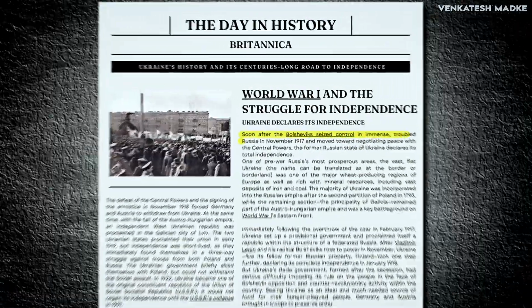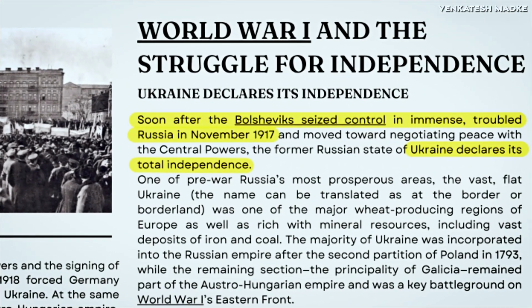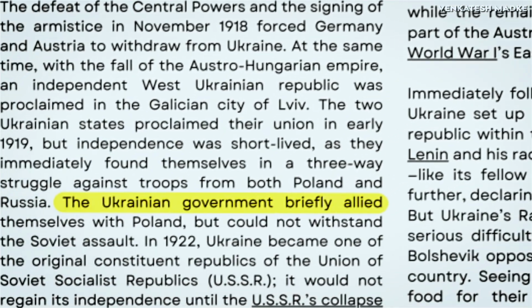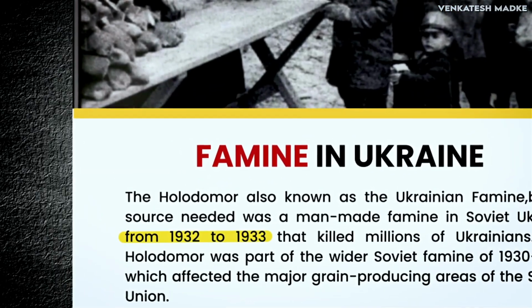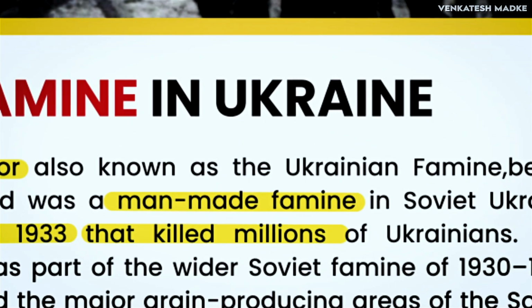The 20th century brought significant changes in the region. After Russia's revolution in 1917, Ukraine briefly declared independence. However, it was soon incorporated into the Soviet Union in 1922. During the Soviet era, Ukraine experienced both development and hardship. The 1930s saw a man-made famine known as the Holodomor, which killed millions of Ukrainians. This tragedy is still a point of contention between Russia and Ukraine today.